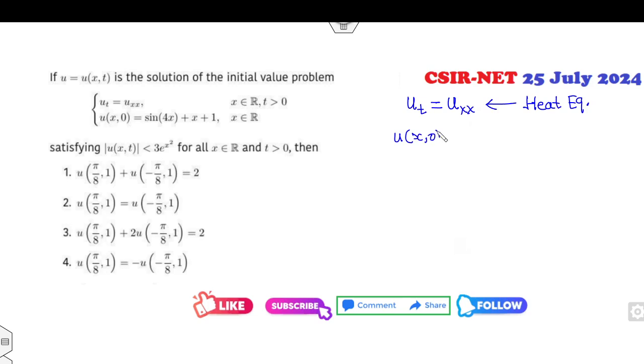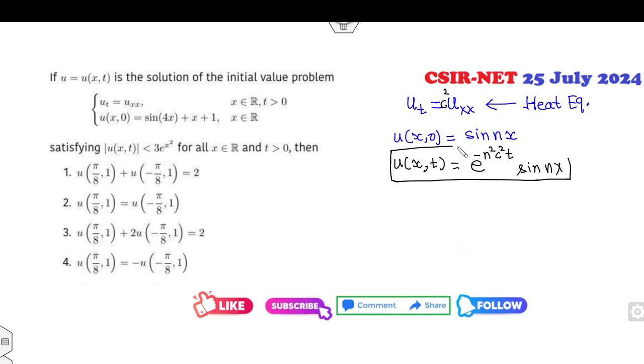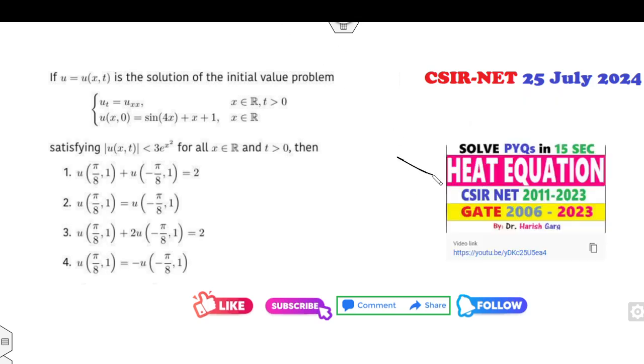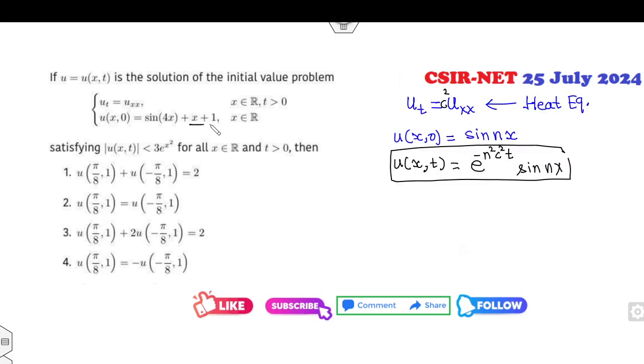First of all, I will tell you the shortcut trick. If it is sine of nx, then what is the solution? The solution will be, if I call it c square, e raised to power minus n square c square t times sine nx. This is the shortcut trick I explained in my lecture. It is very strongly recommended: if you watch this lecture, you can get your answer in 15 seconds. Now, you can see that x plus 1 is the extra term.